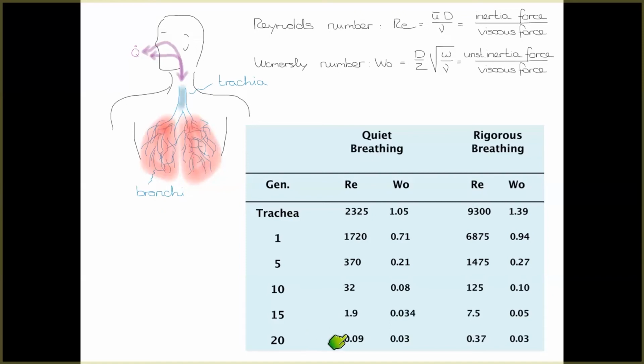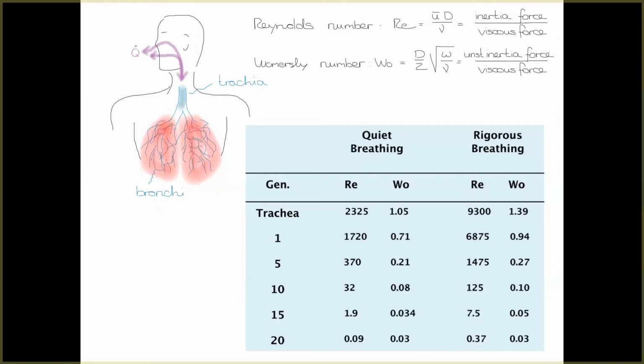For example, very, very deep, the airway Reynolds number, even when we do sport, when we have to breathe more rigorously, is very, very small. Actually, in this case, it's even creeping flow. That means that the inertia term doesn't matter anymore. Certainly, it is not turbulent.